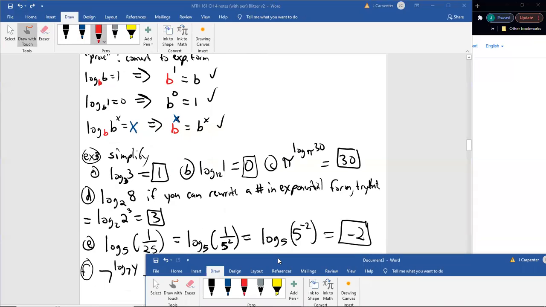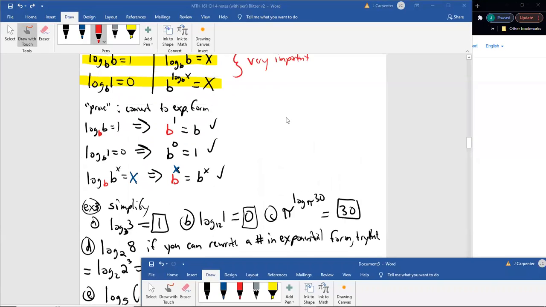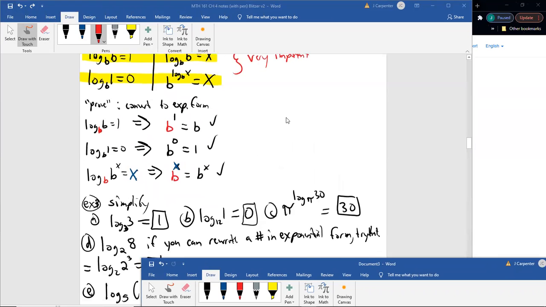All right. 7 raised to the log base 7 of y. Last problem of the day, I promise. This one, you don't need to do any changes. You don't need to rewrite any numbers because the base of the exponential matches the base of the log. That was the bottom right property above with the highlighting, which you can see here. So the answer is just the argument.